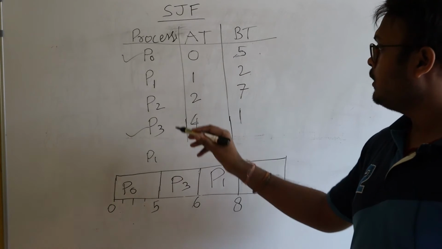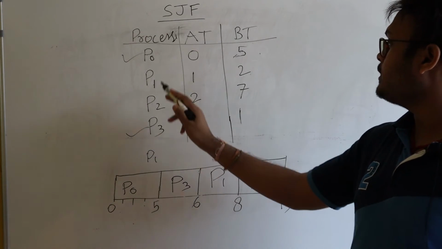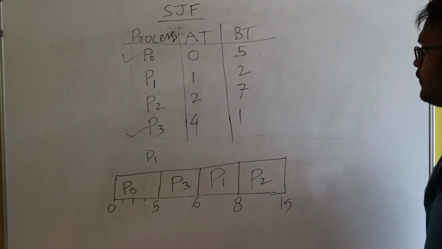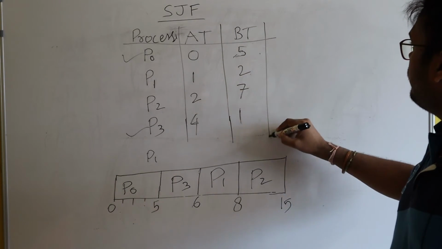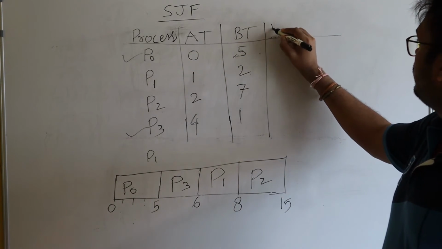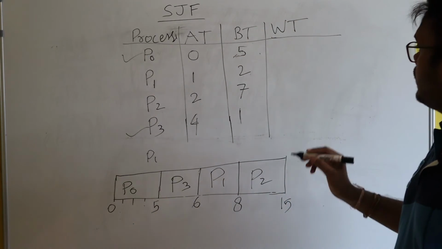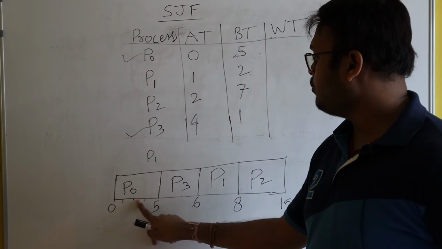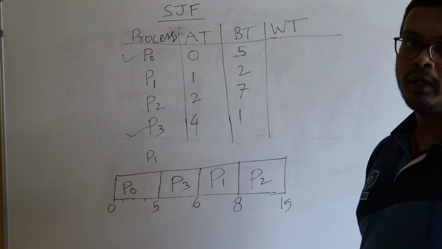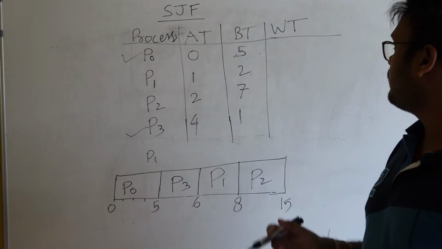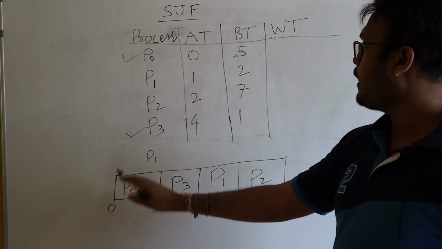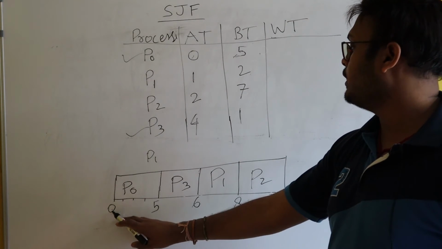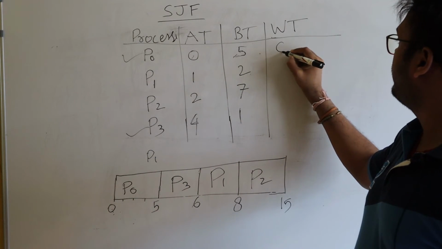So here you see starvation is happening for the longer jobs, and with the help of waiting time it will be more clear to you. Let's calculate the waiting time. Here I am not using the formula of waiting time. I am simply using the concept. You see, P0 arrived at 0 and got immediately scheduled at 0. So P0 will not wait.